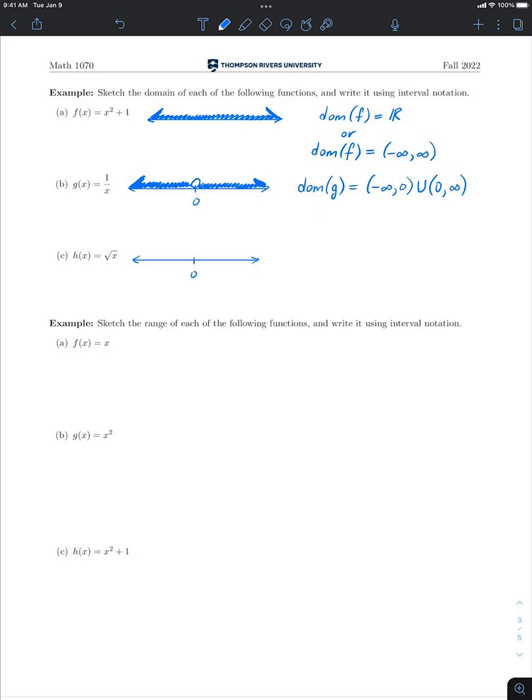So here's 0. We're going to shade all the positive numbers, but then also 0. So we'll have that closed dot there. And then we can say that the domain of H, in interval notation, is going to be a closed bracket, a square bracket for 0, and then the infinity symbol instead of an upper bound. So that's the domain of the function H.